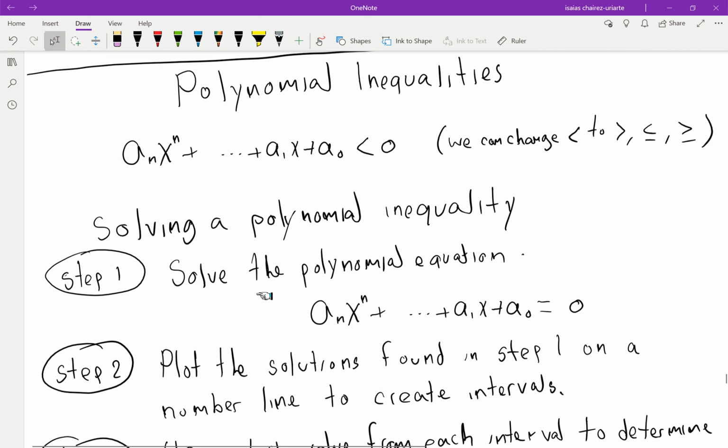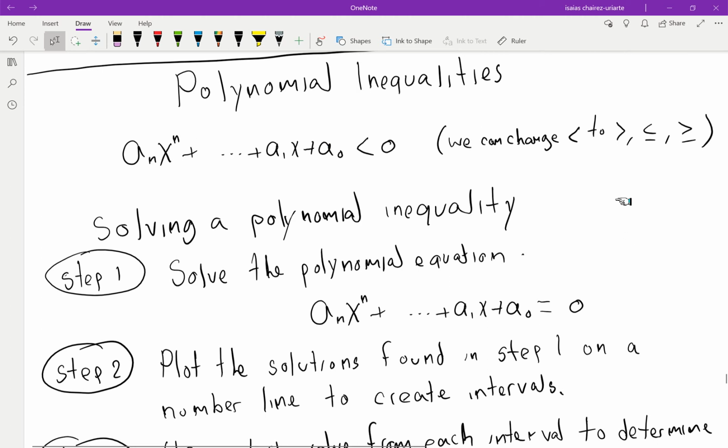Step 1. What you've got to do is first solve the polynomial equation. So literally just erase whatever inequality sign you're dealing with, change it to an equal sign, and solve. That might be a complicated procedure depending on the degree of your polynomial. For a degree 2 polynomial, a quadratic, there's a quadratic formula. But for degree 3 and higher, the situation gets a little bit crazier, harder. So first of all, step 1, solve the corresponding polynomial equation.